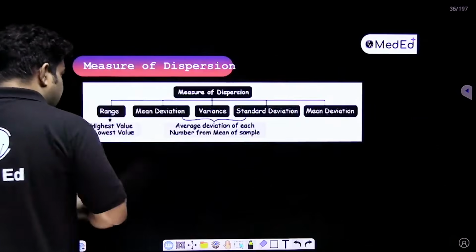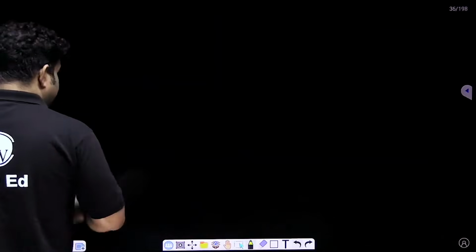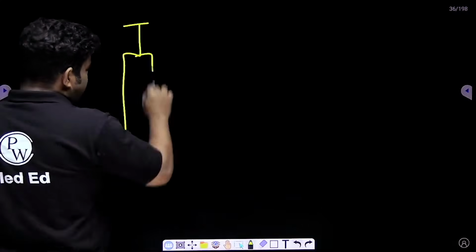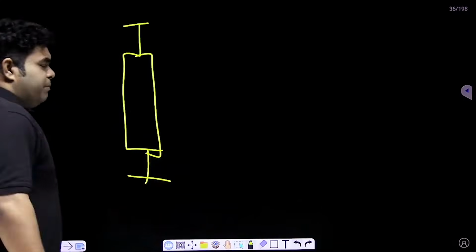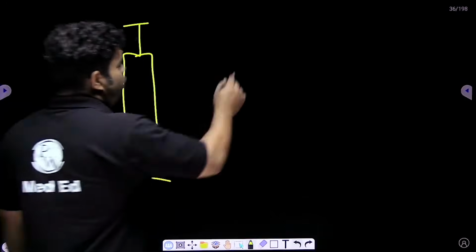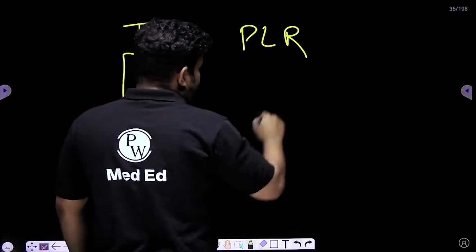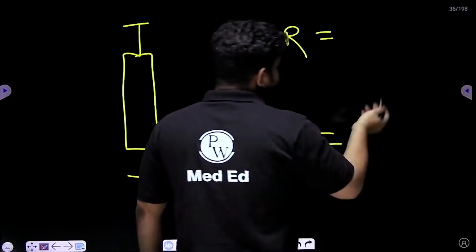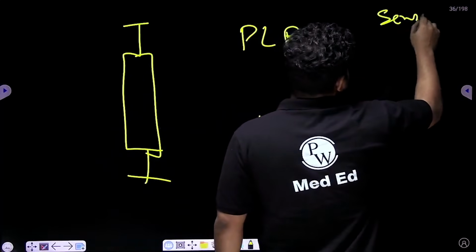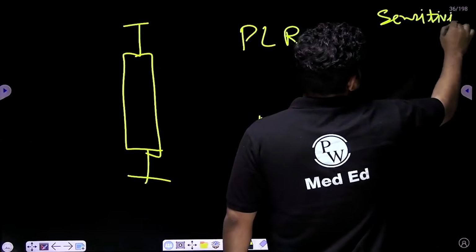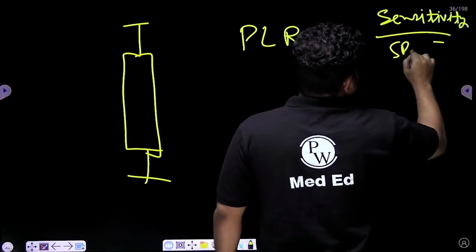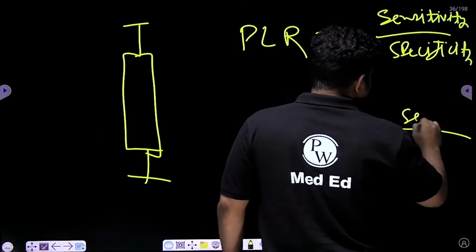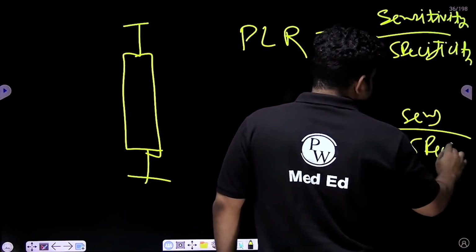And I said, "Very good, brother. You gave me such a good idea." And using the same idea, I remember the toughest formula of my life. That is the formula of positive likelihood ratio and negative likelihood ratio. In both formulas, positive and negative likelihood ratio, we always write sensitivity above and specificity below. So always sensitivity is above, specificity is below.